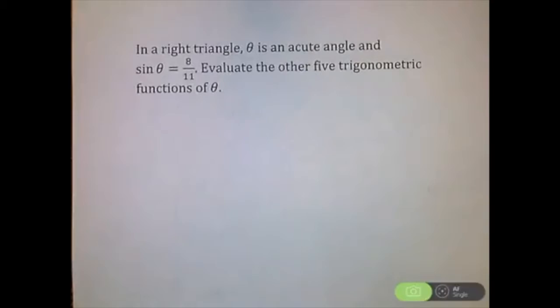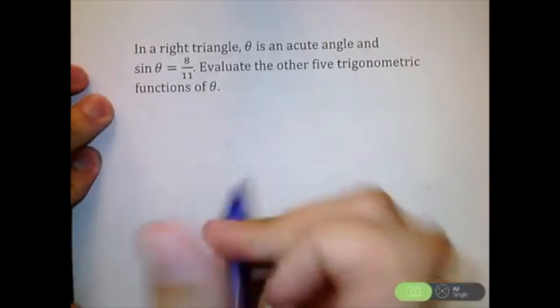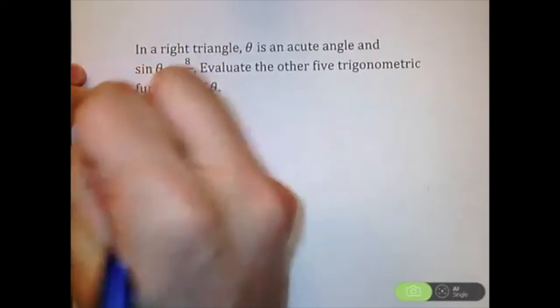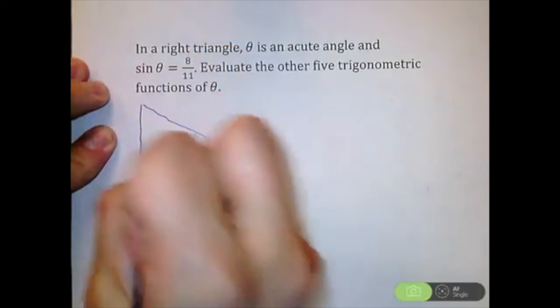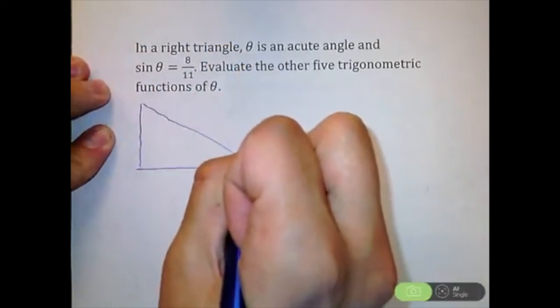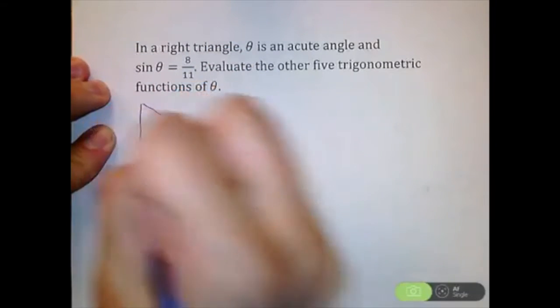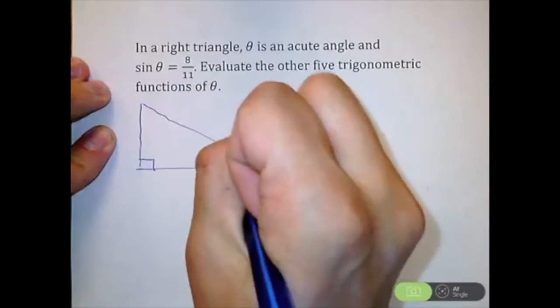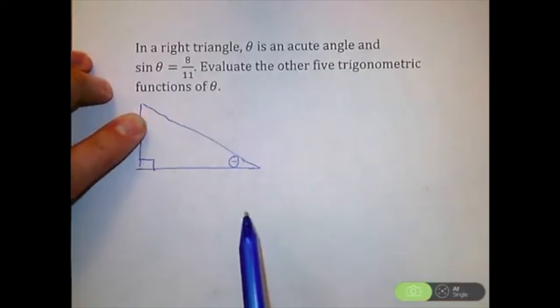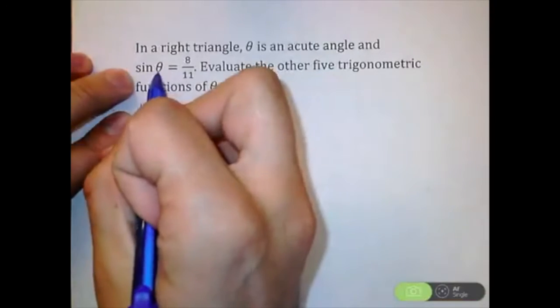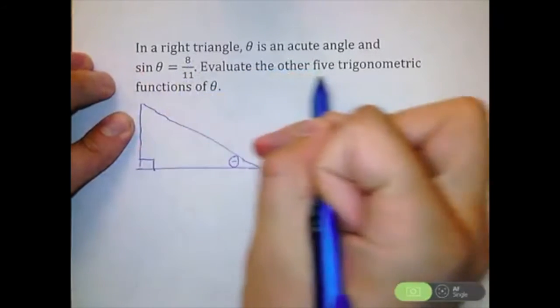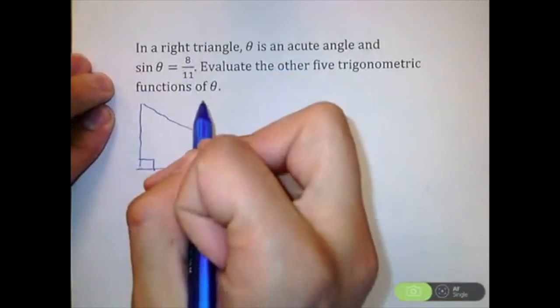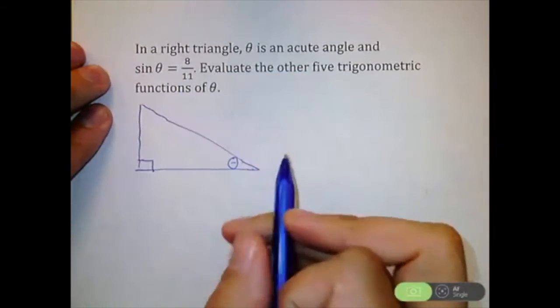So let me show you one more example. I'm going to get a little bit more complicated. So we have a right triangle. So I don't have a right triangle yet, and I'm a visual person, so let's draw a right triangle. Theta is an acute angle, so I'm going to put theta here. I could have chosen to put theta there. Doesn't matter. But sine of theta equals 8 over 11. Evaluate the other 5 trigonometric functions of theta.